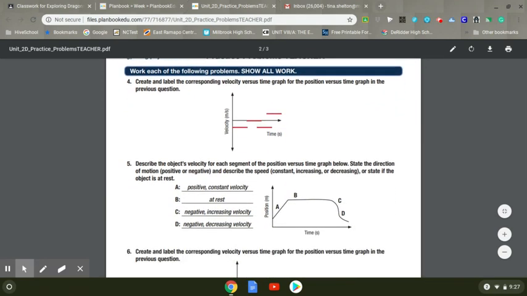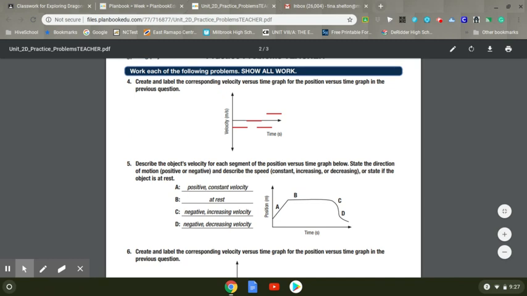Okay, question 4 says create and label the corresponding velocity versus time graph for the position versus time graph in the previous question. So A was going down, so it's below the 0. B was at rest, so it's on 0. C was going down, so it's below the 0 line. And then D was above the 0 line because it was going up.